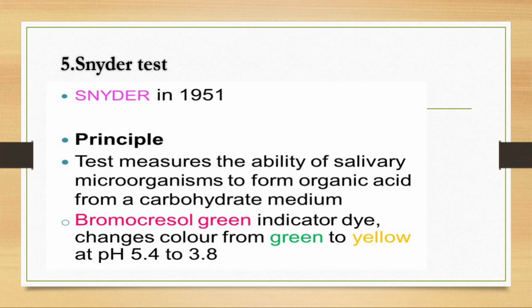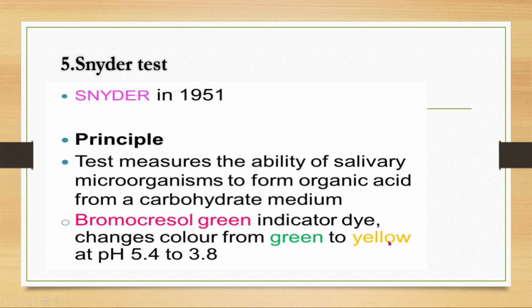Now we have the Snyder test from 1951. It measures the ability of salivary microorganisms to form organic acid from a carbohydrate medium. So we use a bromocresol green indicator, which changes the color of the solution based on the pH. When the pH is 5.4, it is green. When the pH is 3.8, it is yellow.